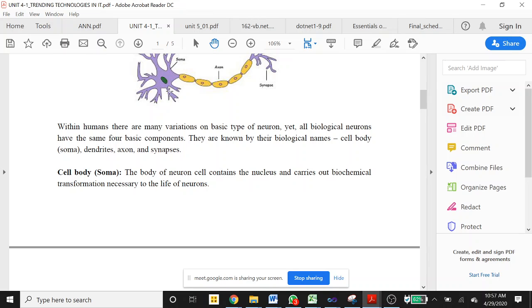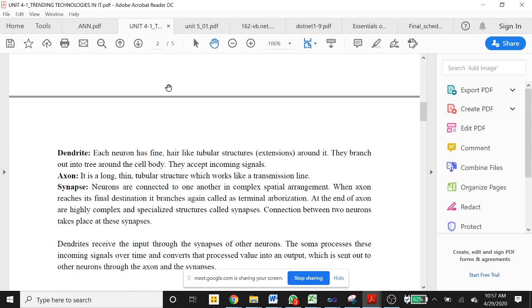Biochemical transformation means deciding which input value or which input signal, which voltage, has to be triggered, and that has to be decided by the cell body. So this is the inner part of the biological neuron.